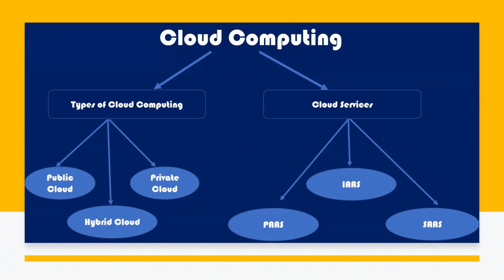See, IaaS means infrastructure as a service. PaaS, platform as a service. SaaS, software as a service. Infrastructure as a service means what? What is the meaning of infrastructure as a service? It will have only the infrastructure.